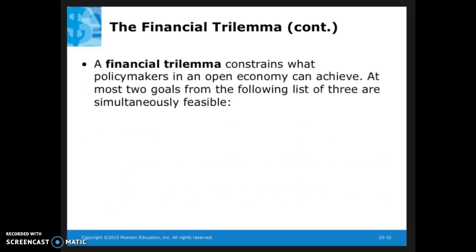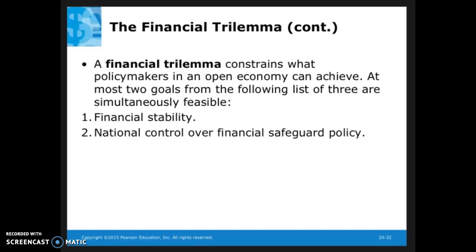The financial trilemma constrains what policymakers in an open economy can achieve. The first goal that they try to achieve is financial stability. The second is national control over financial safeguard policy. Third is freedom of international capital movements.